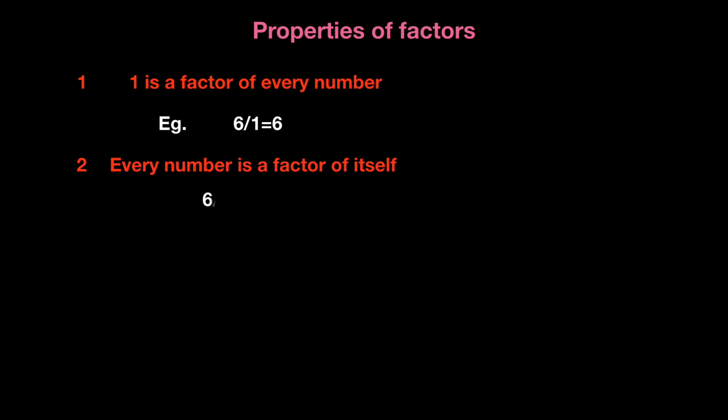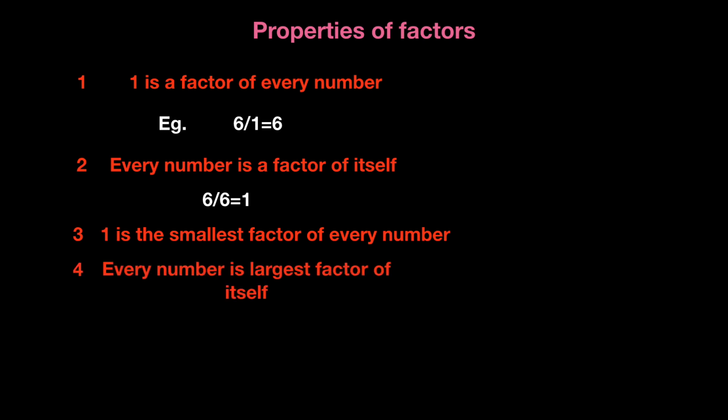Then 1 is the smallest factor of every number. For a given number, the factors start from 1. It is the first and smallest factor of every number. Next property is every number is the largest factor of itself. For example, the largest factor of 6 is 6.